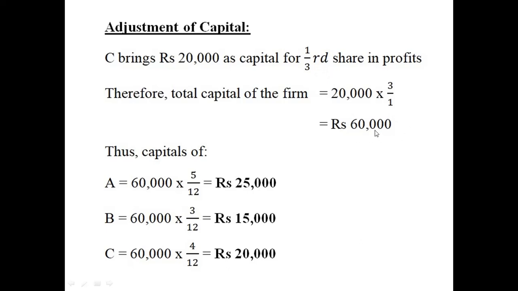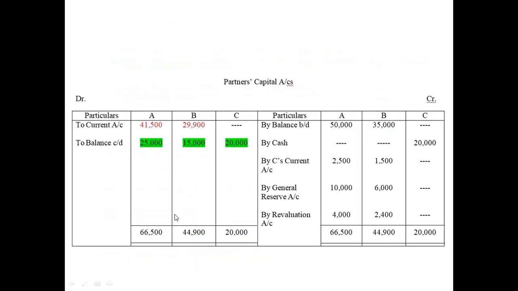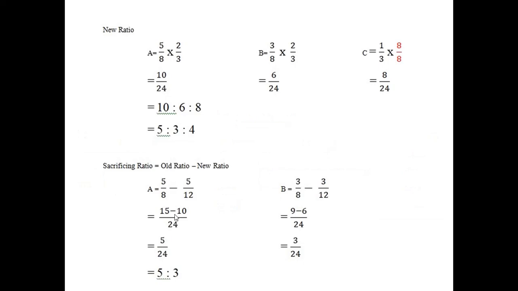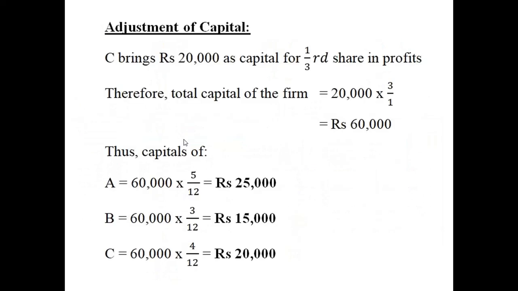Now this total capital of the firm should be apportioned or shared between the partners A, B, and C as per the new profit sharing ratio. And the new profit sharing ratio was 5:3:4. You can see here, new ratio. Okay, this is 5:3:4. Now that amount, which is 60,000, is to be shared between the partners in the ratio of 5:3:4. So when we do the calculation, we get the figures like 25,000, 15,000, and 20,000 for A, B, and C respectively. Okay, so now this is the balance c/d.